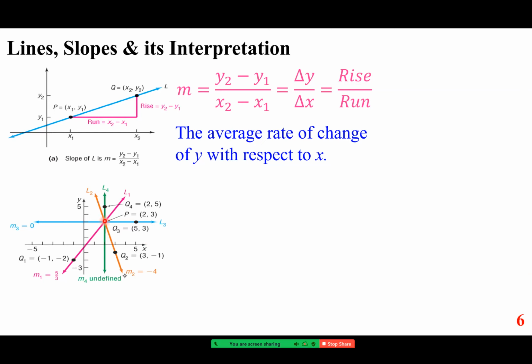If you look at L sub 2, we have a negative slope, meaning as we go from left to right, x increases, but y decreases. So let me write that next to it. It's extremely important. Again, as we go from left to right, obviously x increases. Let's just put it this way, meaning x increases.